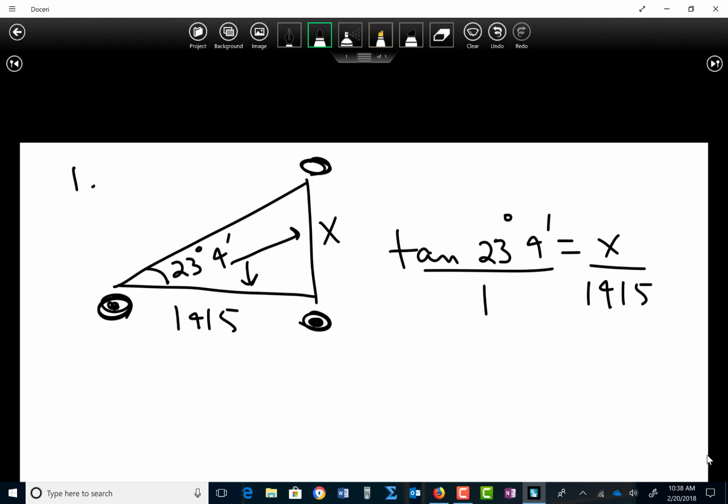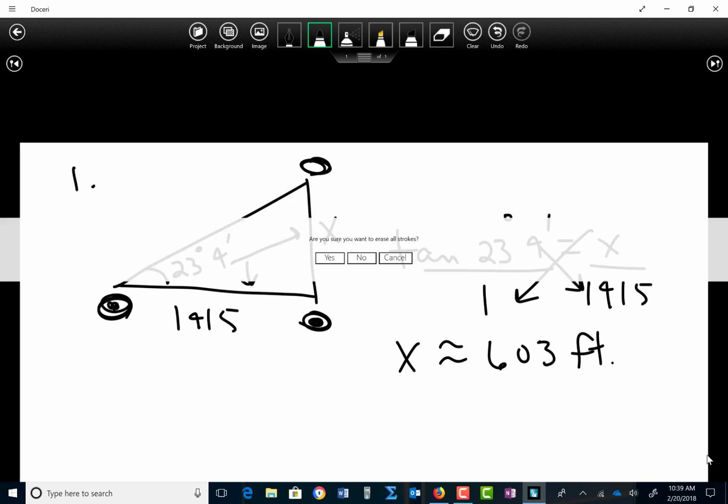So if we turn this into a proportion, I can type in my calculator tangent of 23 degrees 4 minutes. Remember that minutes is behind your angle menu on your calculator. You just type it in and multiply by 1415. X times 1 is X. So you would get approximately 603 feet for that one. So that's the answer for that one. Let's clear this one.